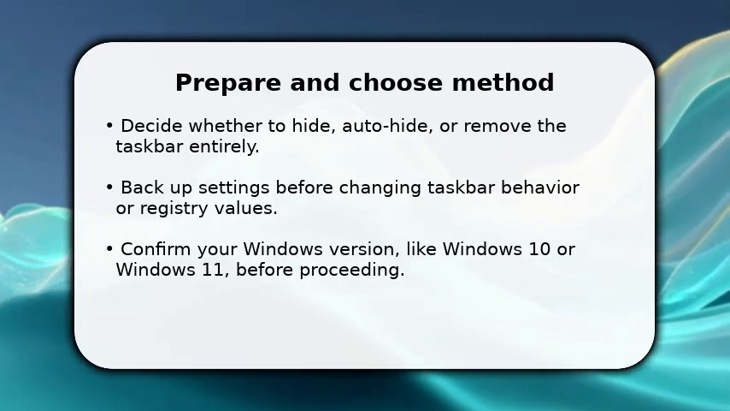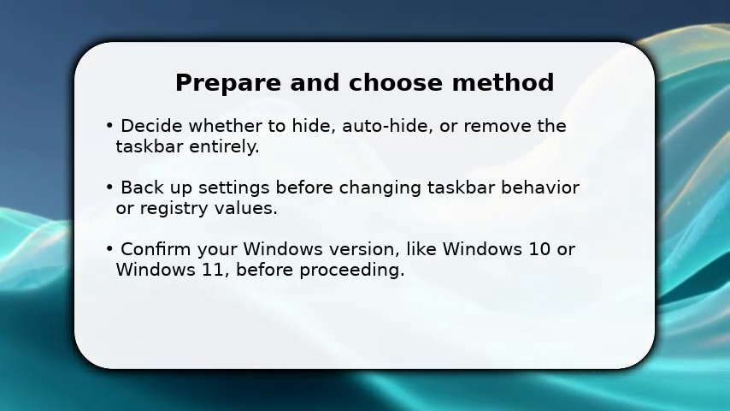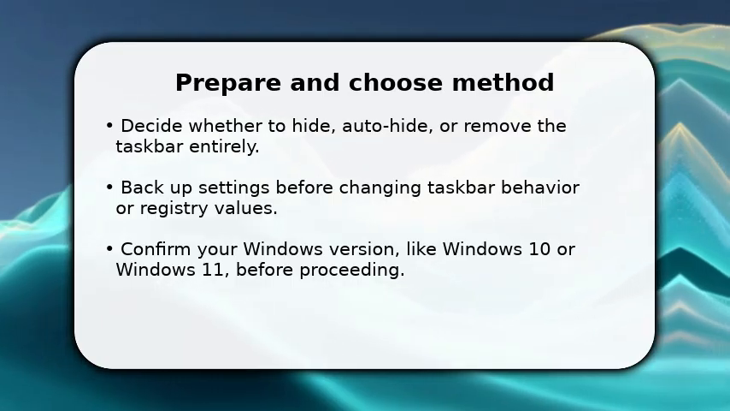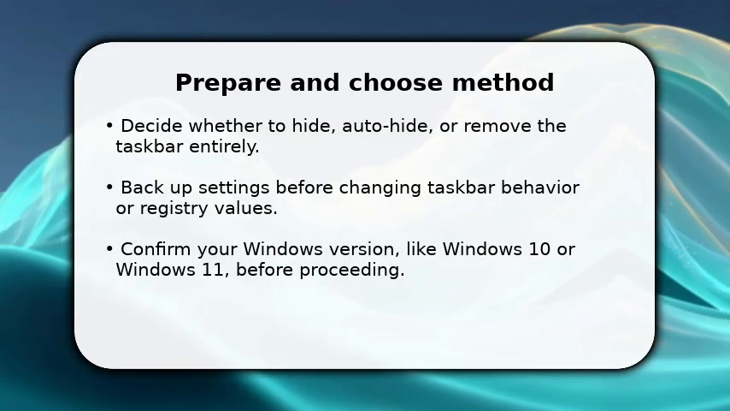First, decide whether you want to hide, auto-hide, or fully remove the taskbar. Check your Windows version, like Windows 10 or Windows 11, before proceeding. Backup settings and create a restore point to protect your system.